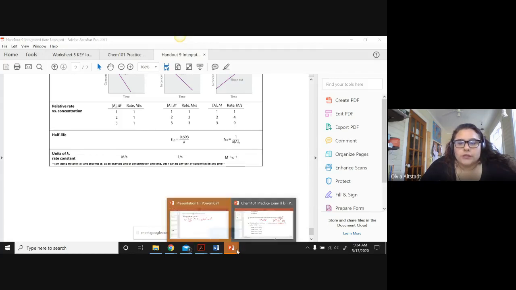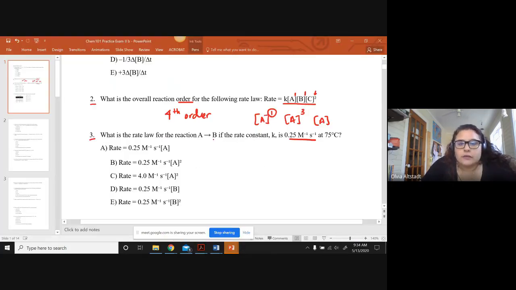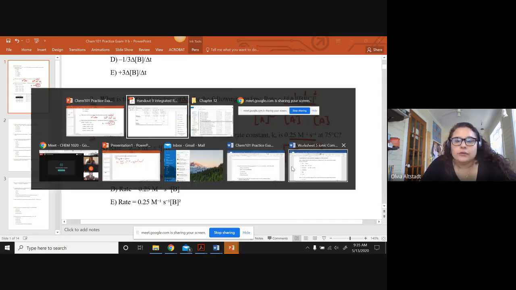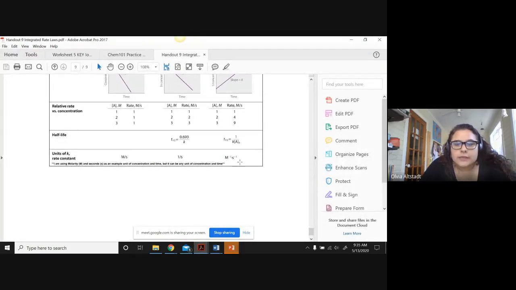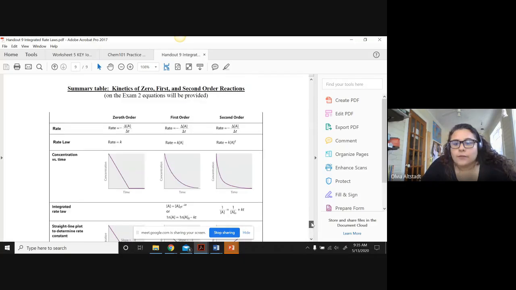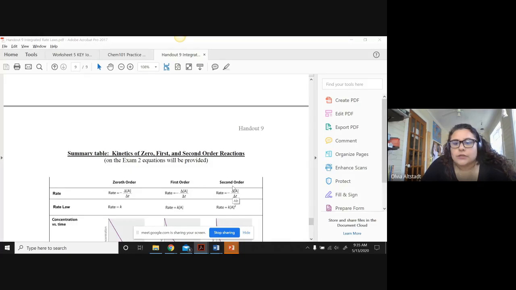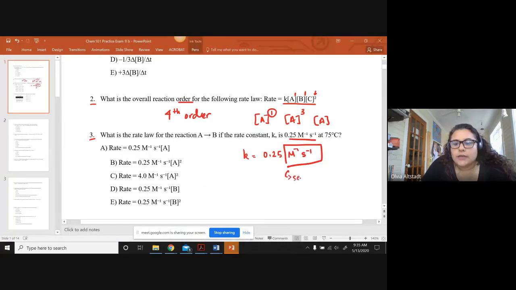Okay, so in a question, when you start kinetics, you want to have the sheet out, because of a question like what we just saw, saying what is the rate law for a reaction A to B if the rate constant K is 0.25 per molar per second. Now, I don't give you any other piece of information here, but I gave you the units of K. With those units of K, you can go to this sheet and see what are the classic units of K. And looky here, per molar per second is the unit of K for a second order reaction.